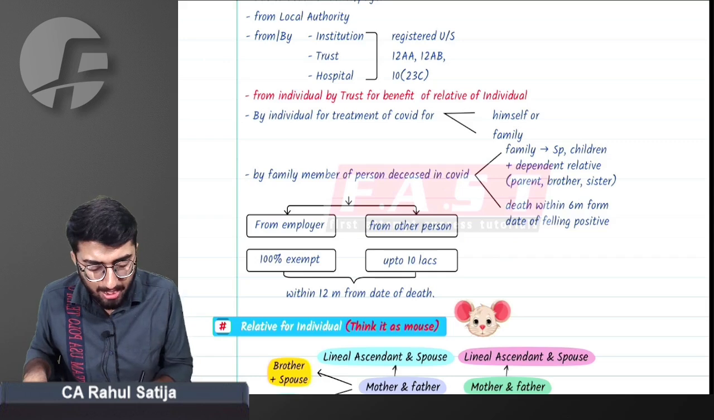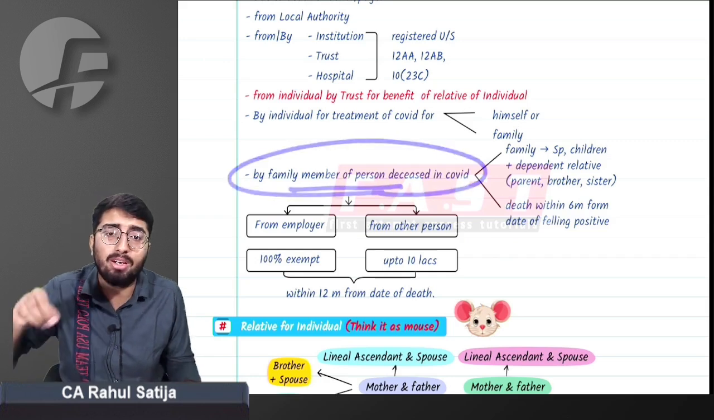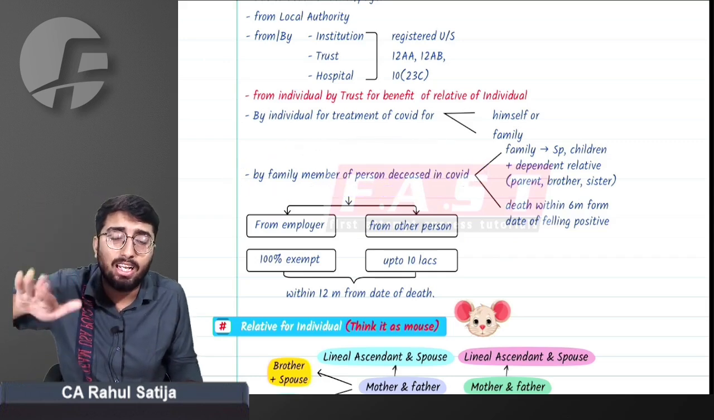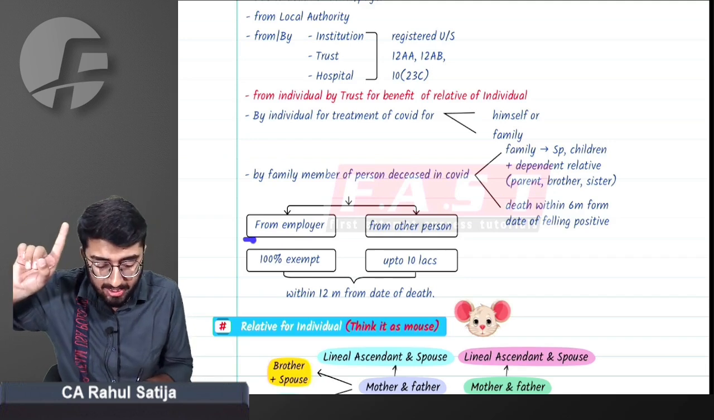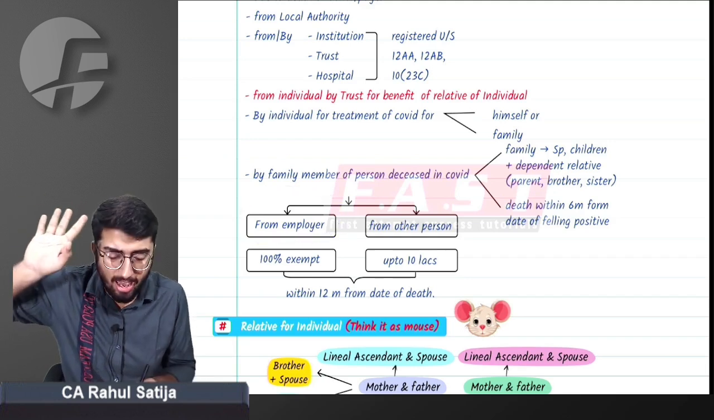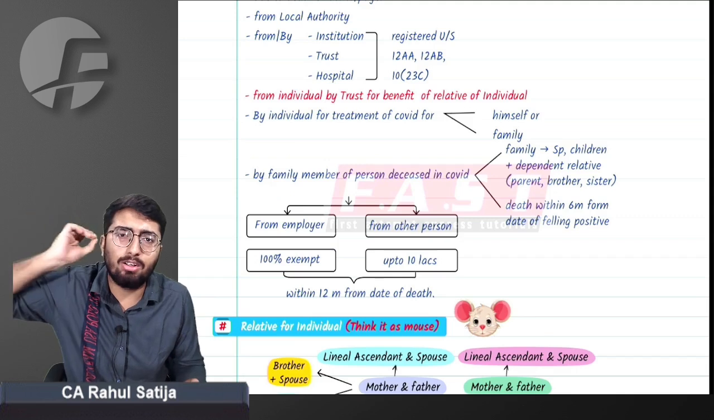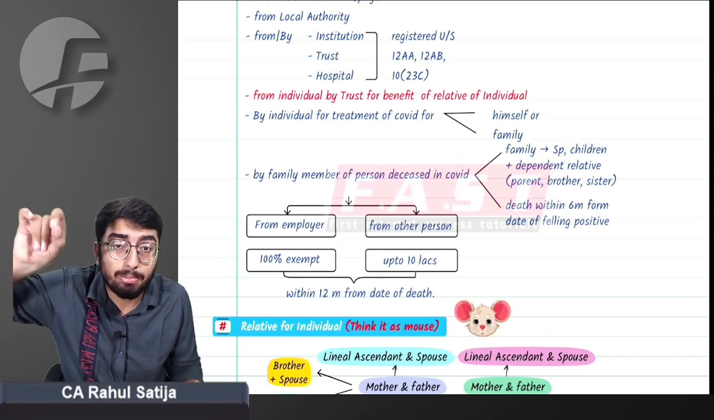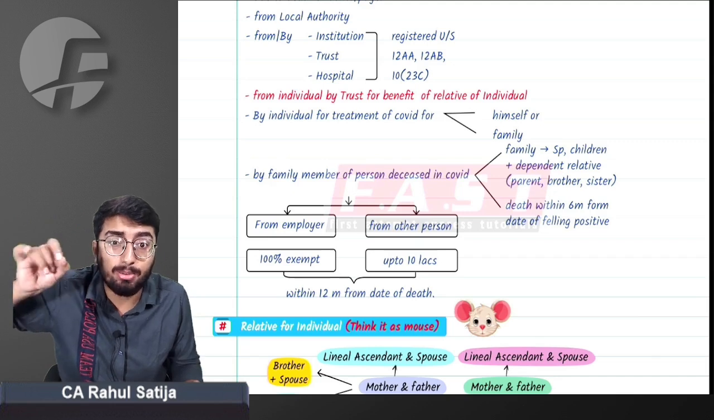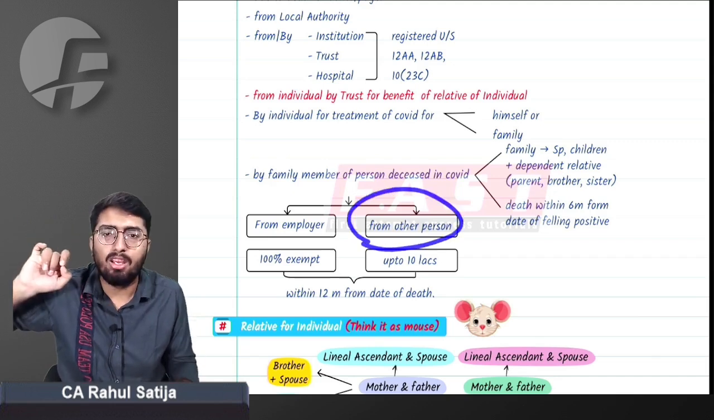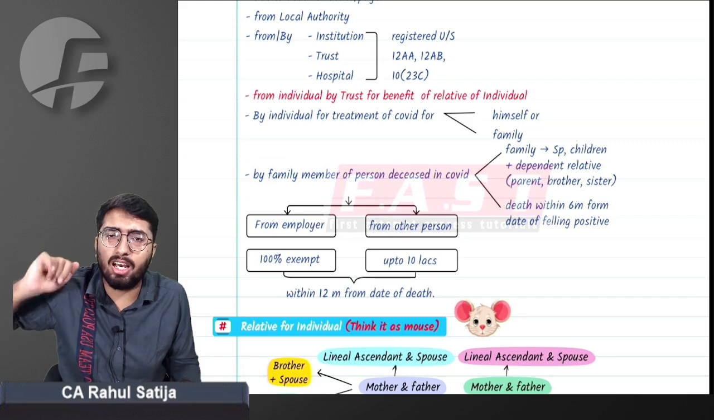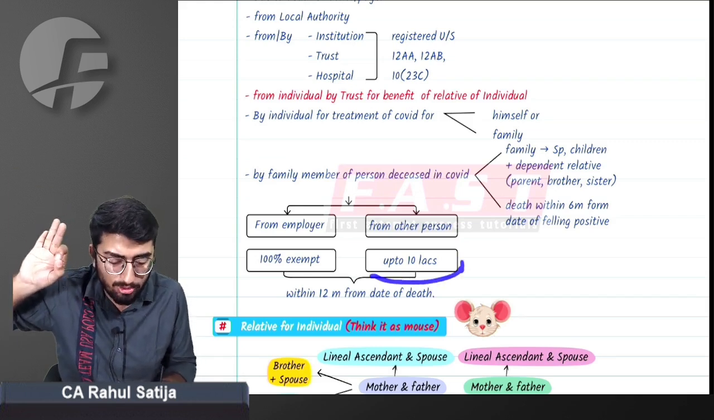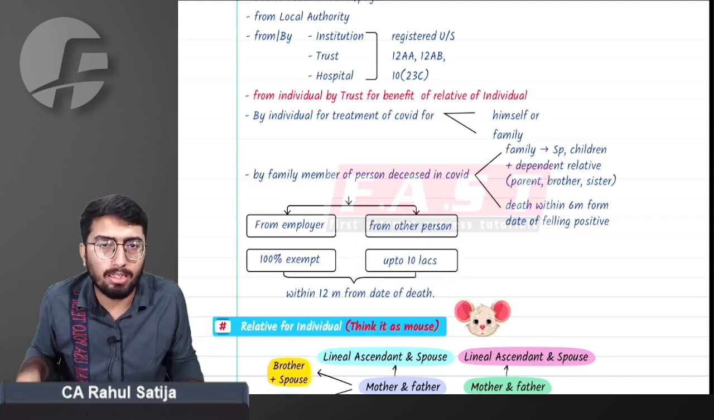What conditions, sir? Any money received by the family members of the deceased person in the COVID-19 will be exempt, but it will be exempt if received from employer. Every money received will be exempt. 100% of the money received from the employer will be exempt. But if ex gratia has been given by somebody else, for example, government gave you ex gratia, your relatives gave you ex gratia, in that case, it will be exempt to the extent of 10 lakh rupees only. Got this point or not?